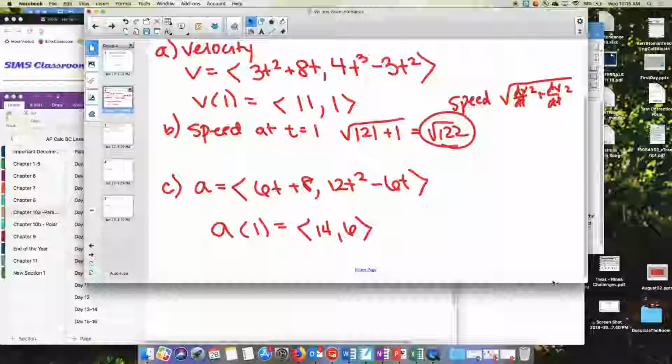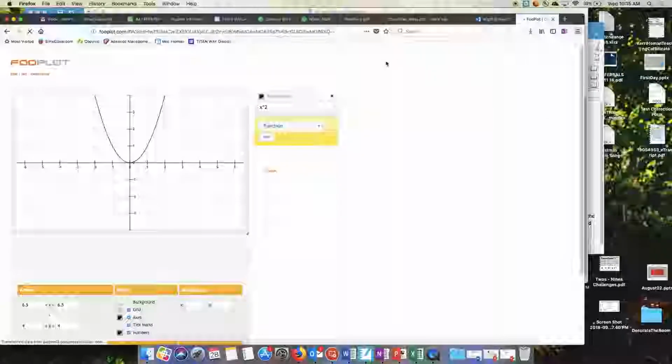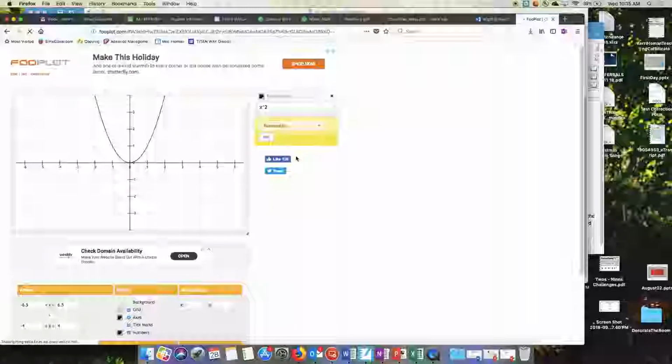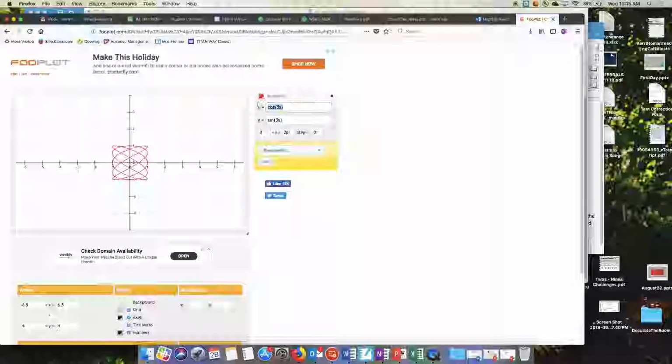Now, bear with me. We'll see if this will work. 2plot.com. It's been a while since I've tried this, so bear with me here. We're going to do a parametric equation. Isn't that cool? What's our X? T cubed. It's 4t squared. And Y? T to the 4 minus t to the third.